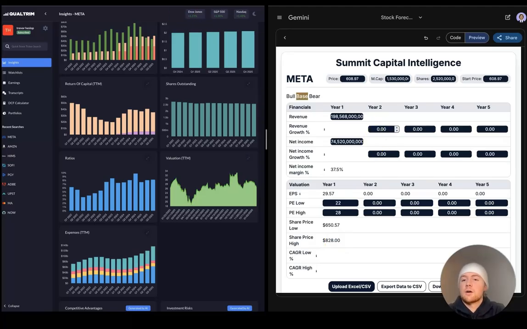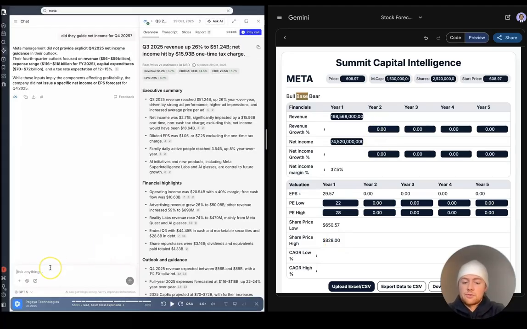Okay, let's talk revenue growth. So let's do year-over-year revenue growth for the past, let's call it 8 quarters. Give me a compounded growth rate as well, yearly.